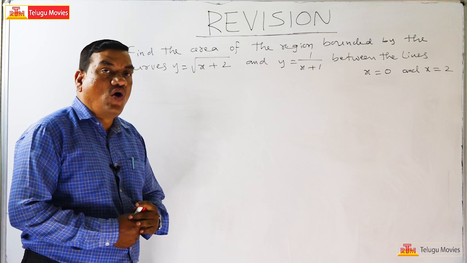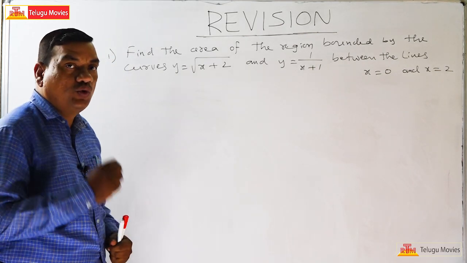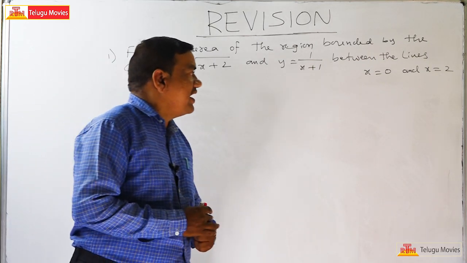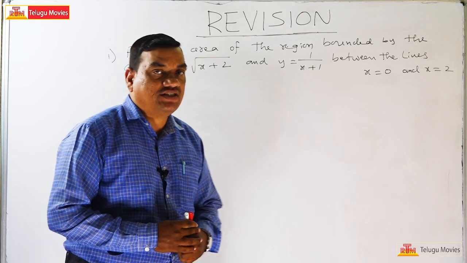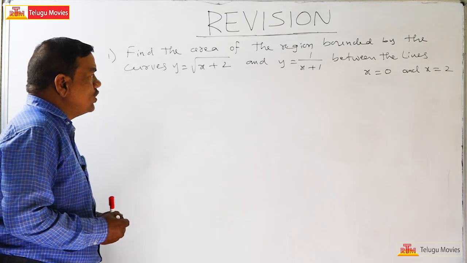Find the area of the region bounded by the curves y equals root of x plus 2 and y equals 1 by x plus 1, between the lines x equals 0 and x equals 2. See the solution here.